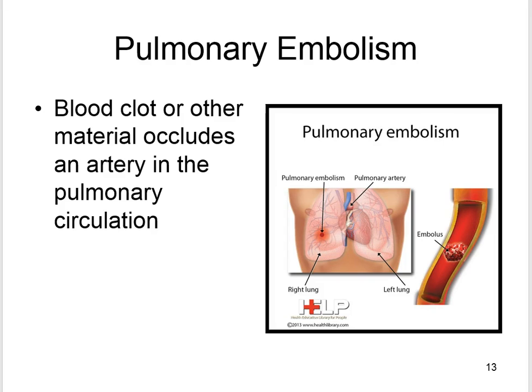A pulmonary embolism is a blood clot or other material that occludes an artery in the pulmonary circulation. It's usually caused by a blood clot in the leg that travels to the lungs.